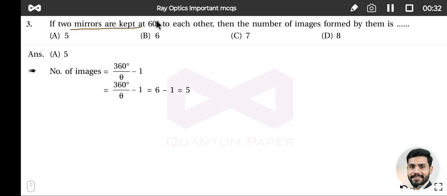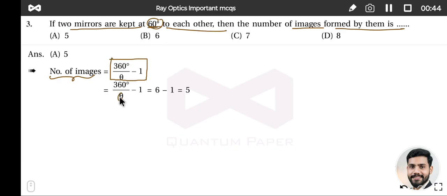If two mirrors are kept at 60 degree to each other, then the number of images formed by them is? So for the number of images formed, the formula we have is 360 upon theta minus 1. The angle is given as 60 degree. So 360 upon 60, which is nothing but 6, so 6 minus 1, which is 5. So the total number of images formed is 5. Look at the next important question.